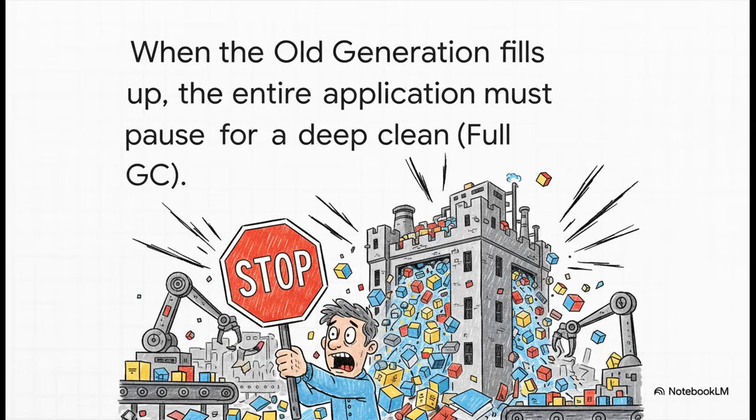When that long-term storage, the old generation, starts to get full, the factory manager basically hits the panic button. It screams, "Stop the world," and brings your entire application to a screeching halt. Why? To perform a really deep, really expensive, full-on cleanup. And we call this a full GC.